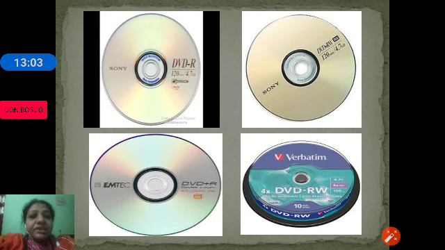RW refers to rewritable. Plus R refers to recordable. And also we have DVD-ROM disc. DVD-ROM is read-only memory.